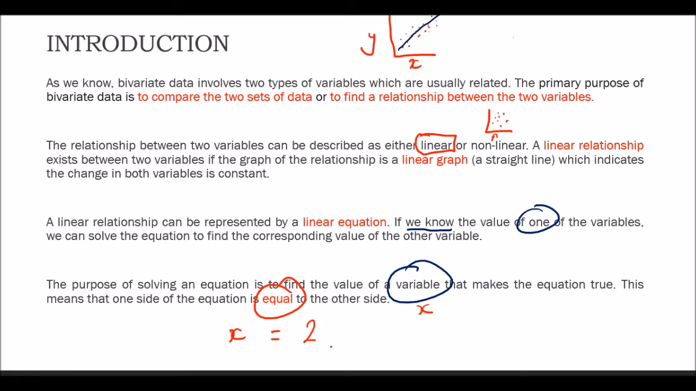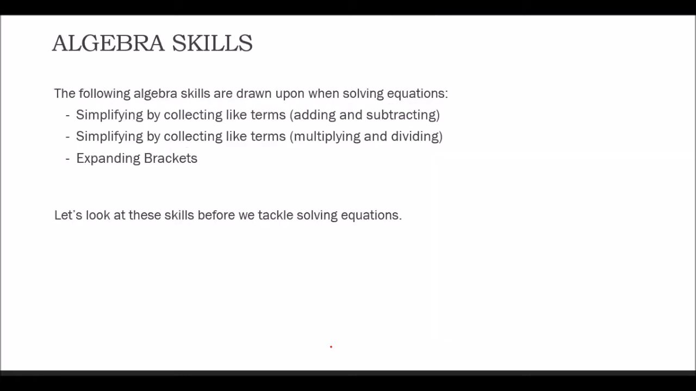Okay. All right, let's go through some skills that you'll need to be able to do what we just talked about. The following skills are drawn upon when you're solving your equation. So you need to know how to simplify by collecting like terms, adding and subtracting. In a quick nutshell, collecting like terms is the main thing there. So you can add and subtract like terms. The other thing is collecting like terms by multiplying and dividing. So you can add and subtract, and you can multiply and divide, with your like terms.